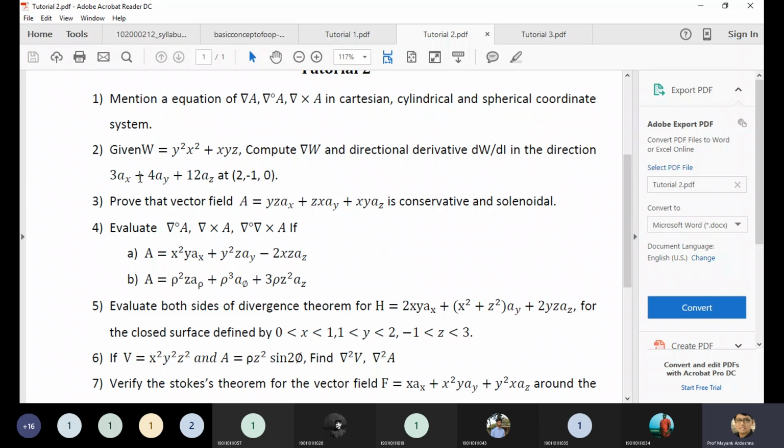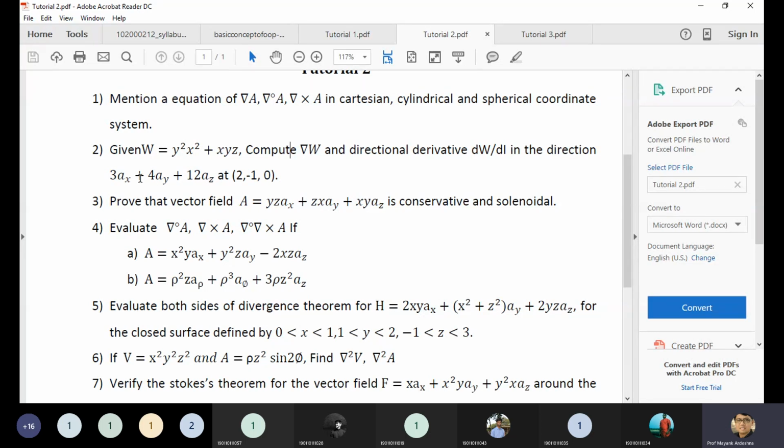In the third part, the vector A is given in the Cartesian coordinate system. They are asking you to prove whether it is conservative or solenoidal in nature. For that you have to find del dot A. If your answer is 0, then it is considered a solenoidal field. If the answer is not 0, then you have to consider it as non-solenoidal in nature.